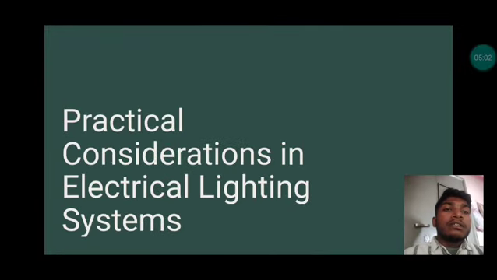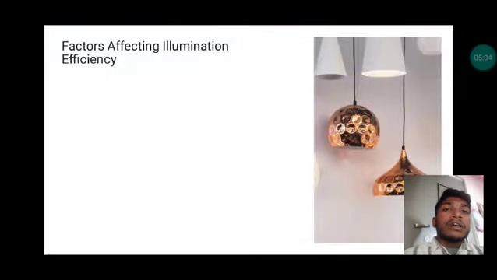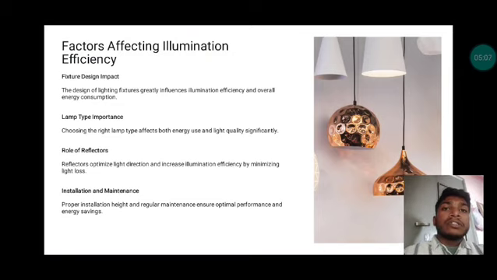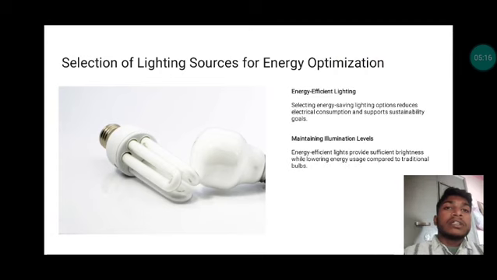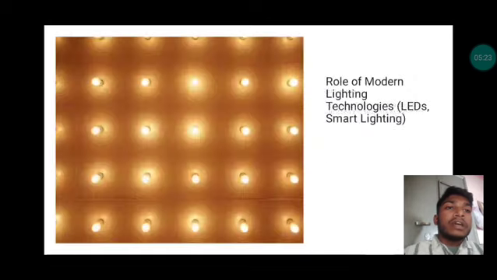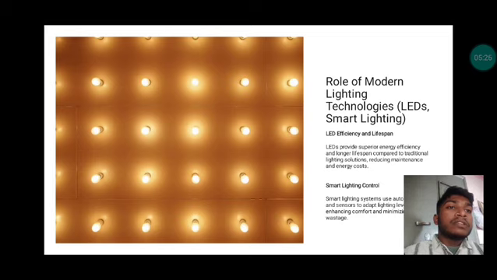And coming to practical considerations in electrical lighting systems, the factors affecting illumination efficiency. The factors are fixture design impact, lamp type importance, the role of reflectors, and installation and maintenance. These are the factors. Selection of light source offers energy optimization: the selection of energy efficient lights and maintaining illumination levels. And there are modern lighting technologies like LED, light emitting diode, and smart lighting control. These are the modern techniques.